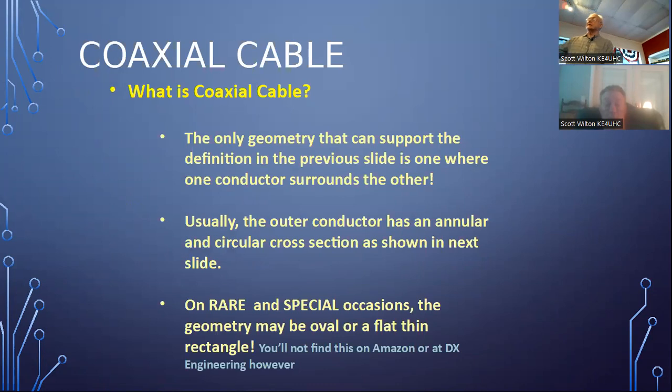The only geometry that can support that definition in the previous slide is that one conductor surrounds the other. So you've got an annular outside conductor and a center conductor sharing the same long axis of the cable. Usually the outer conductor has an annular or circular cross section, as shown in the next slide. We'll see that in the picture. And on rare and special occasions, you might find square or elliptical, but that's not manufactured. Those are usually custom designed. I worked in the induction heating business, and on occasion we had to build coaxial conductors out of copper bus bar and stuff that had strange cross sections to them. Okay, next.